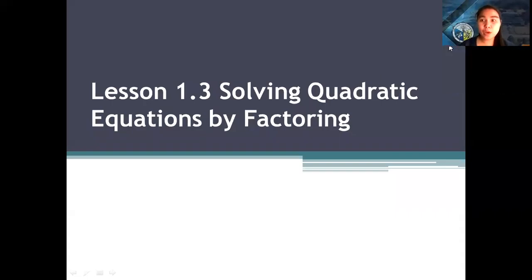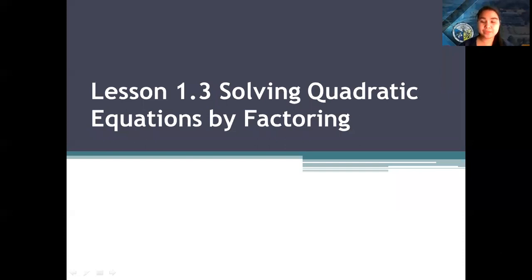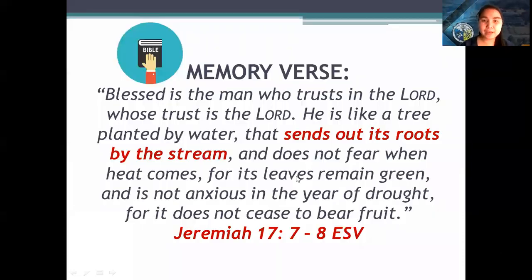Now, lesson 1.3 is about solving quadratic equations by factoring. And our memory verse today is found in Jeremiah 17, verses 7 and 8.